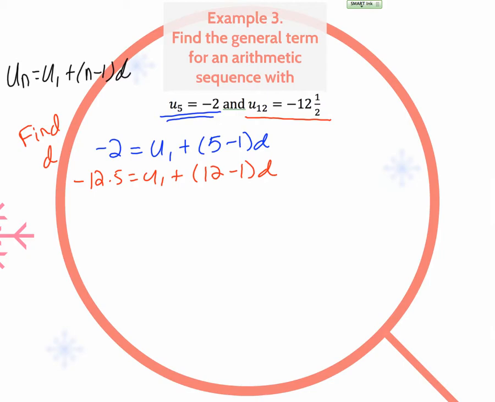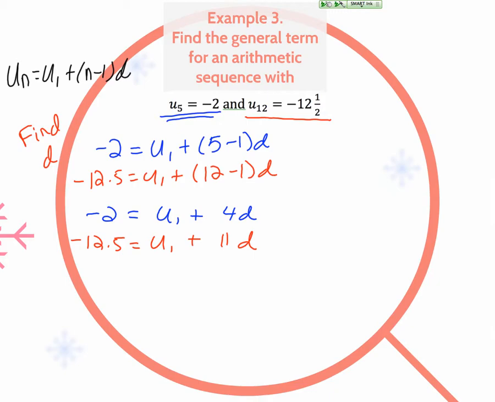So it's the fifth term, so I put the negative 2 here because that's the actual term. 5 is the term number. All right, so I'm going to add that, so it ends up being negative 2 equals u sub 1 plus 4d for my first equation. Same thing on the next one, so negative 12.5 equals u sub 1 plus 11d.